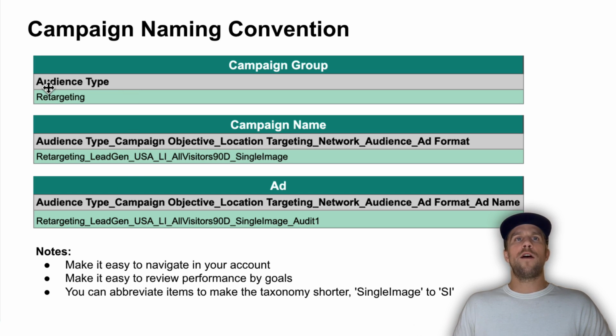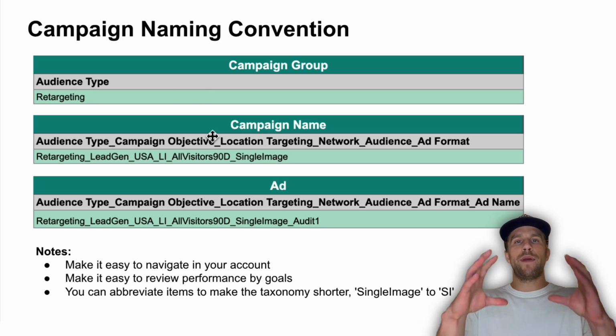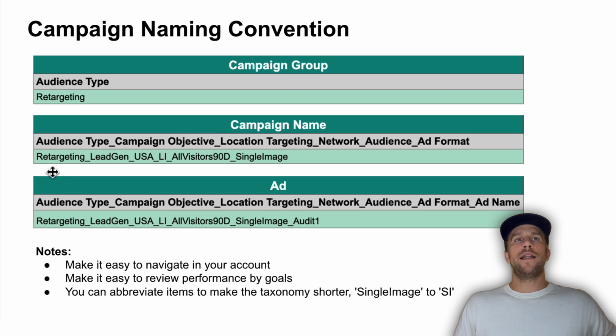So how I approach it and how we'll set it up in this example is we're going to create a retargeting campaign group. And then within that campaign group, we're going to have all our campaigns. And this is the taxonomy, the naming convention that I use. So we have the audience type. It's a retargeting audience. We'll add in the campaign objective to the naming, so we know easily when we go into the campaigns, oh, this is the lead gen campaign. We'll then put in the location targeting, so targeting the USA. We'll add in the network, so we're going to just run these on LinkedIn, not on the LinkedIn audience network. And then we'll put our audience information there, so we're going to be retargeting all visitors, everyone that visited our website in the last 90 days.